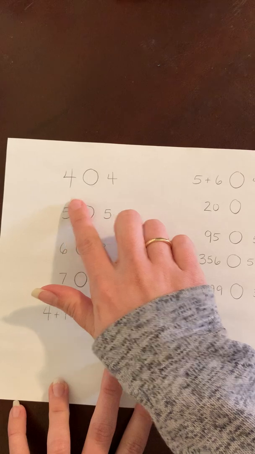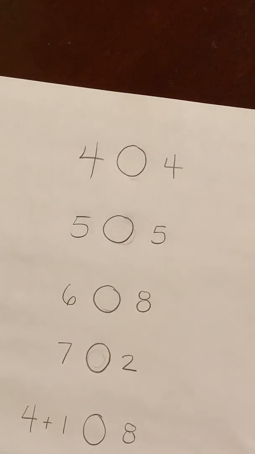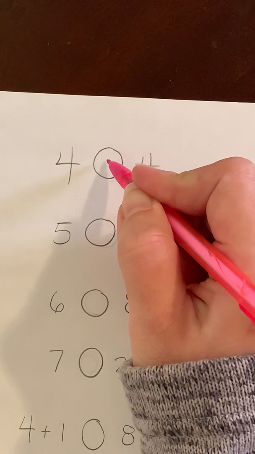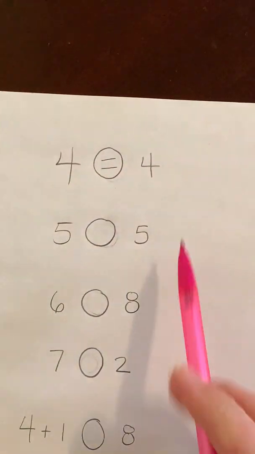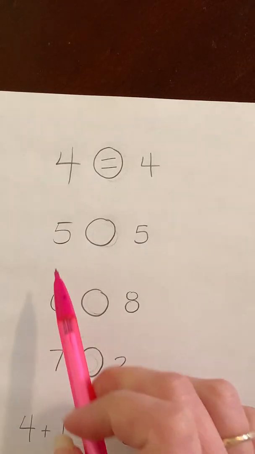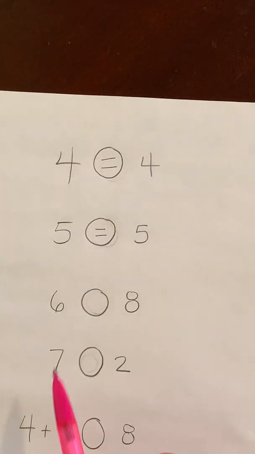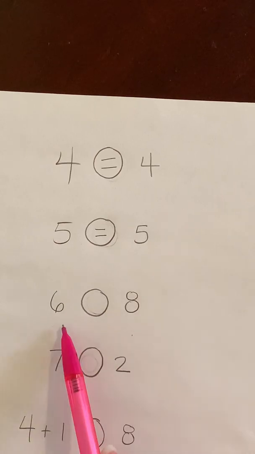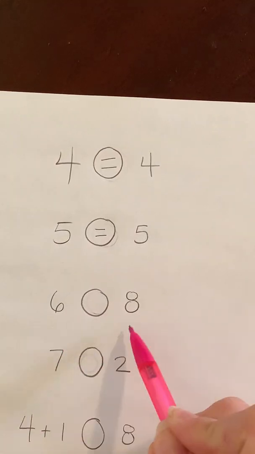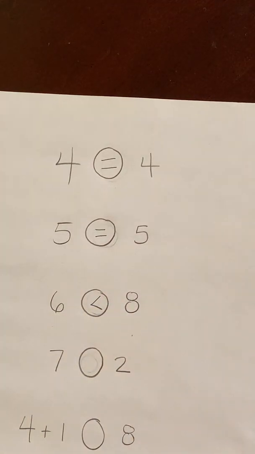We're going to compare 4 and 4. Do you know what symbol we use? It's the equal sign. 4 is exactly the same as 4. How about 5 and 5? Again, they're the same number. Now we have 6 and 8. Which side has more? 8 is bigger than 6, greater than.